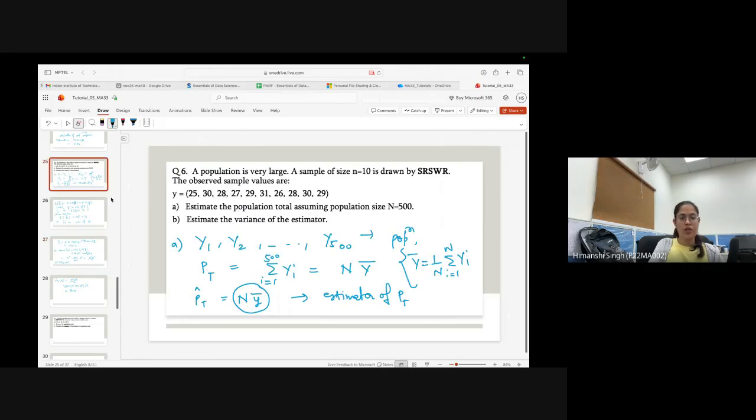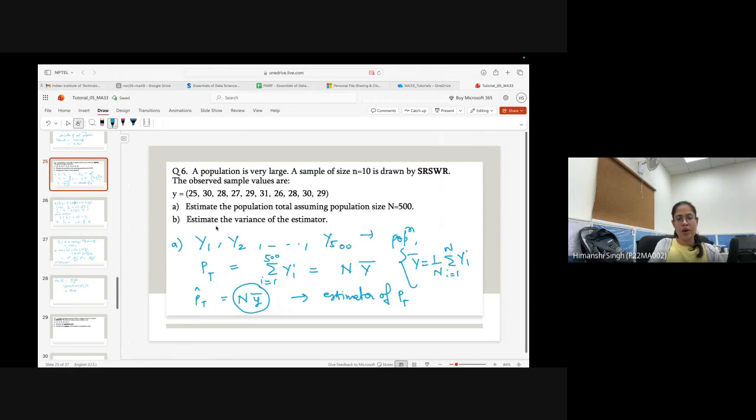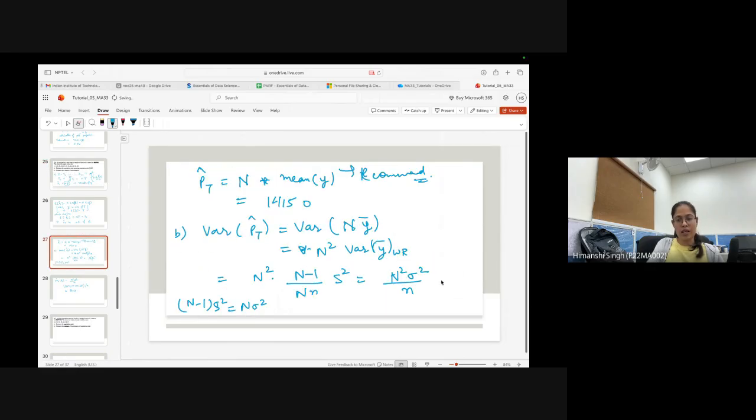But in the question, if you see, no population variance is given. However, this sigma square is the population variance. So we have to estimate the variance of PT hat. In the question also it is written to estimate the variance of the estimator. Basically the variance of the estimator is this thing, but since we do not have knowledge of sigma square, we will estimate this quantity. Now N square by n are constants, so we can write them directly.